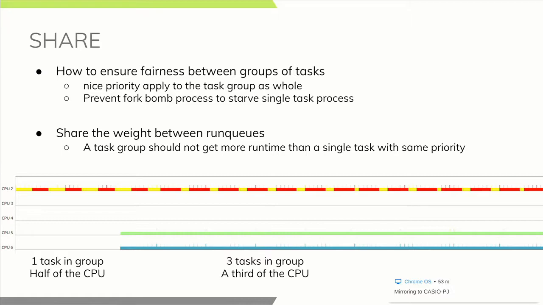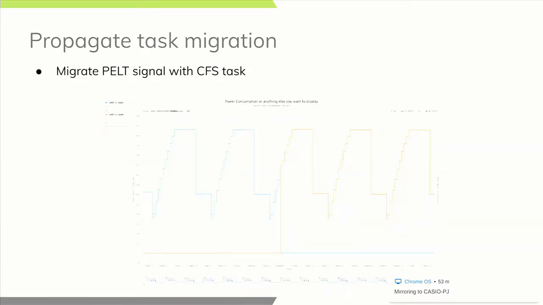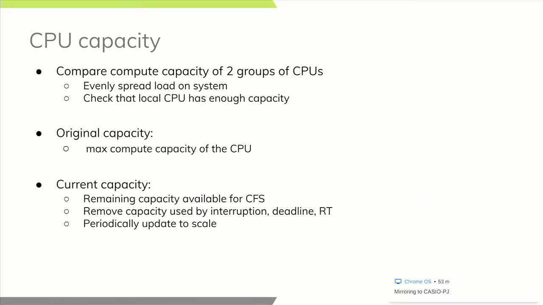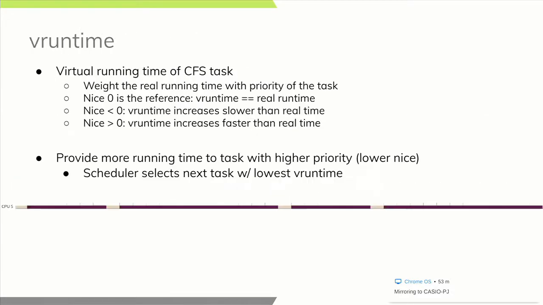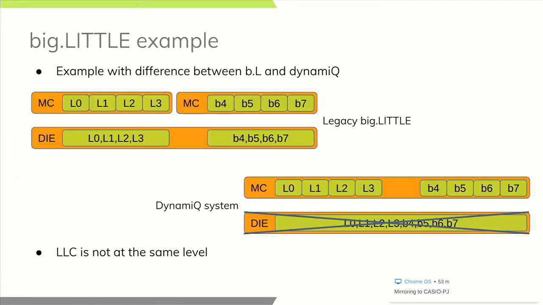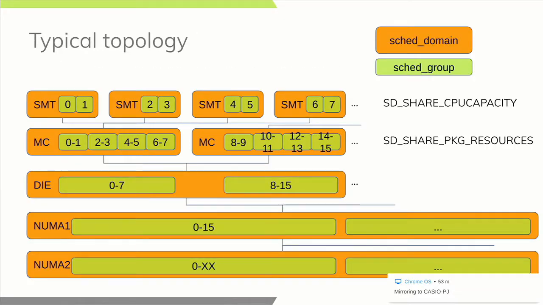And we have the newly idle load balance. When a CPU becomes idle, we check if there is an opportunity to pull a waiting task from another CPU. And this is done for each scheduling level. I don't know if you remember that. So we are doing this load balance at each level.